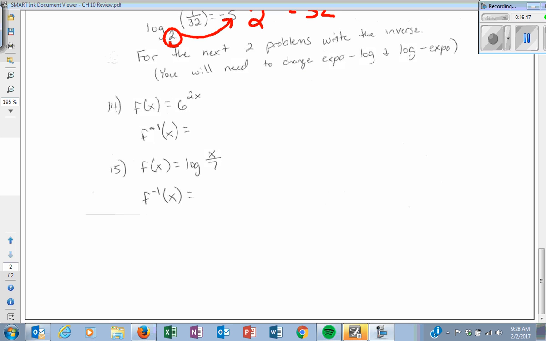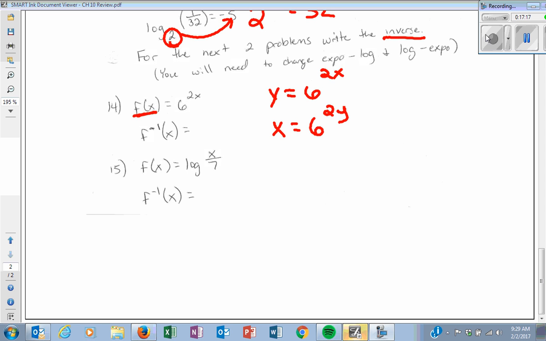All right, so if I was going to do this, remember, whenever it says, write the inverse, inverse means you switch the x and y. So I always start off with writing my equation with an x and a y in it. So I've replaced this f of x thing. I don't like that. I just want a y in there. So I write it like this. I switch my x and y, so it becomes x equals 6 to the 2y.